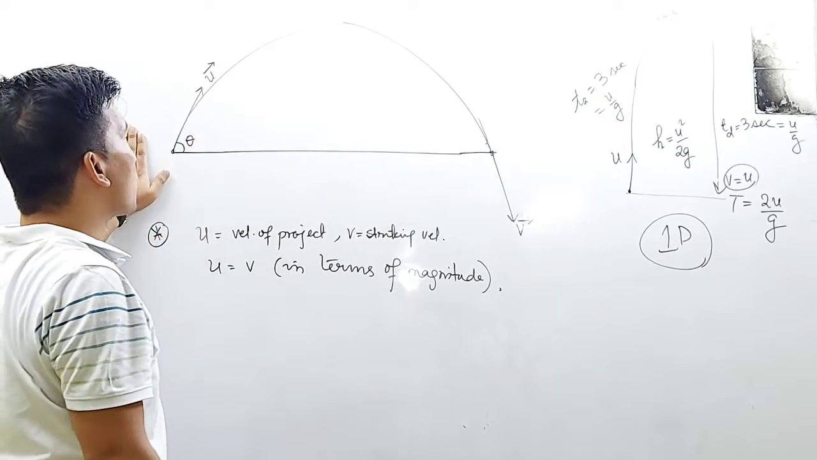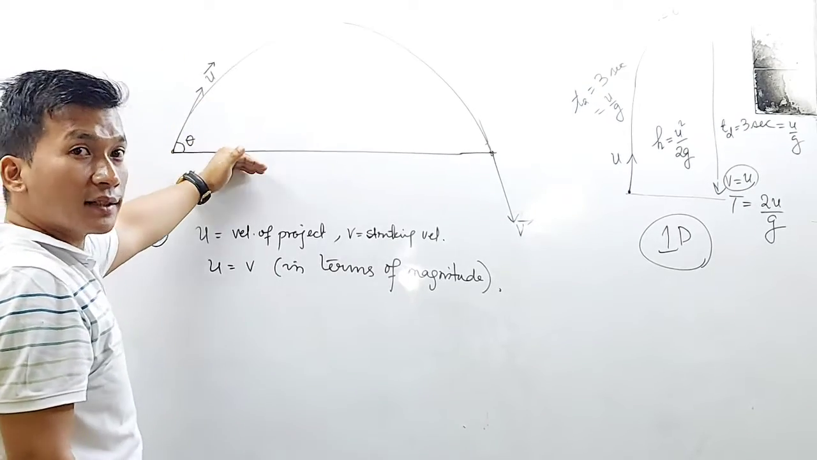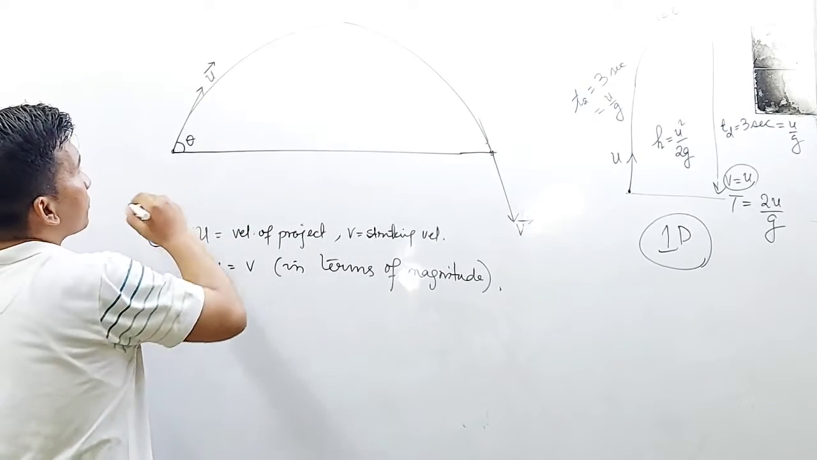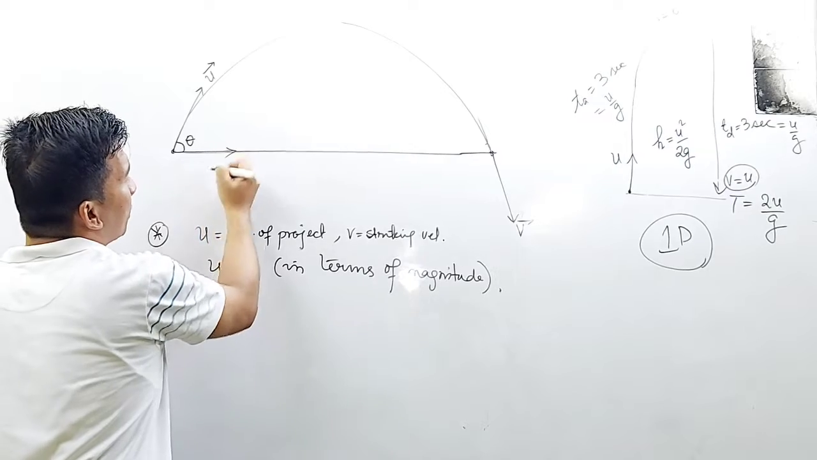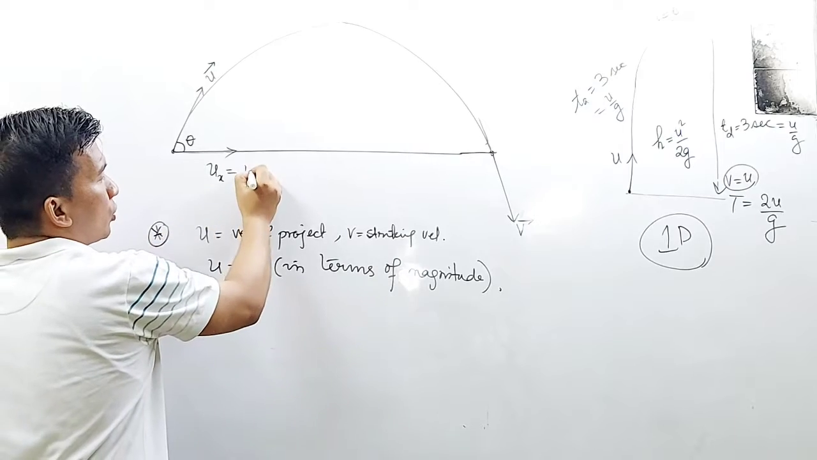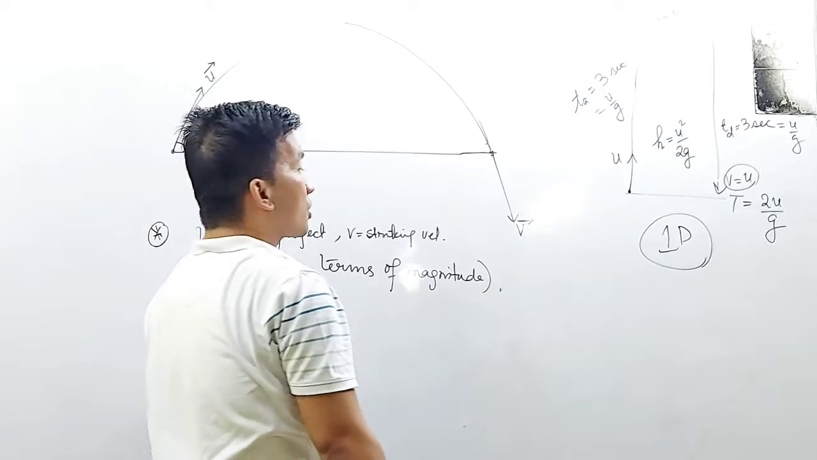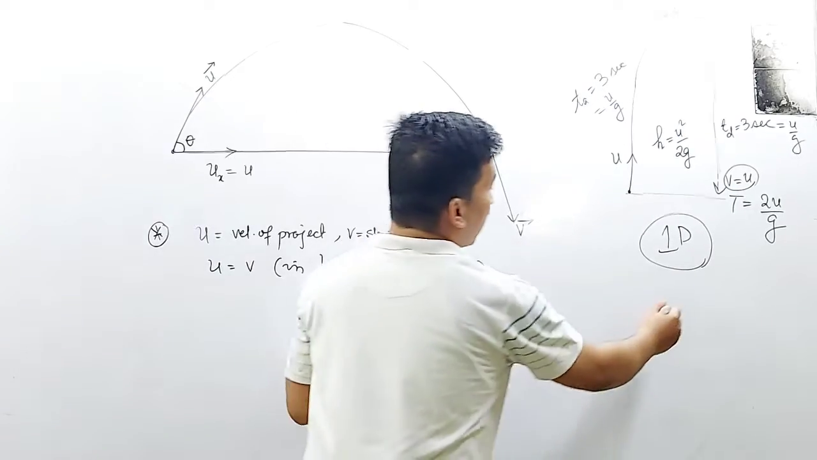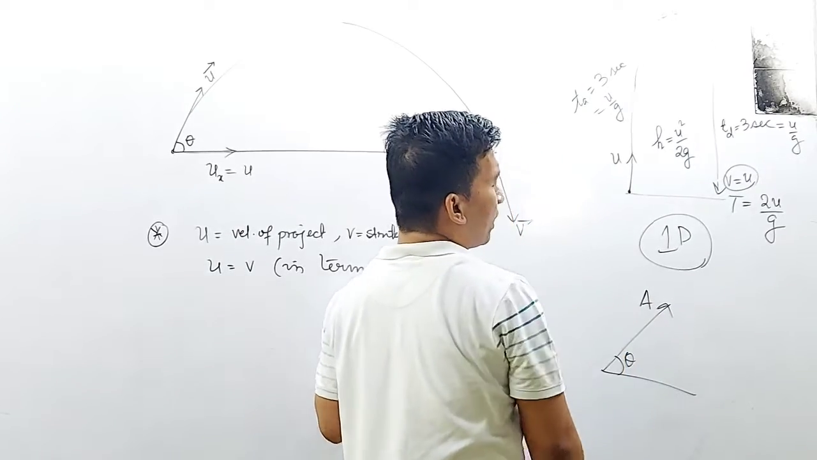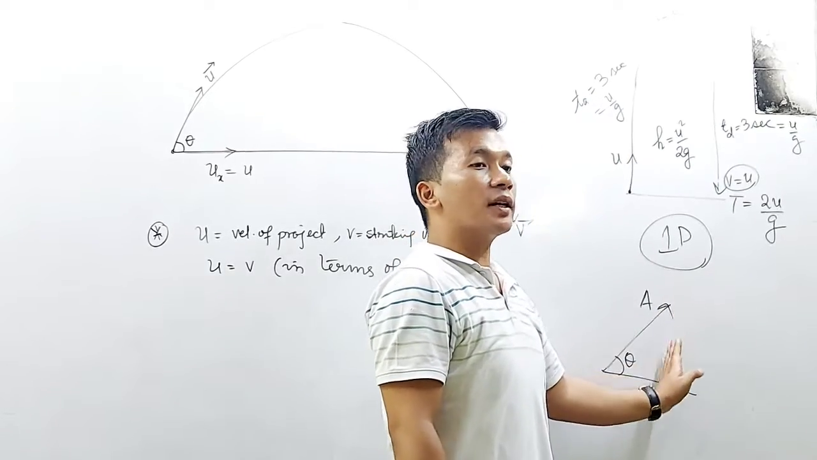That means the body is projected with initial velocity u making an angle theta with the horizontal. It will have a horizontal component ux, which will be equal to u cos theta. Any vector, if this is theta, will have two components: one is the horizontal component and another is the vertical component.